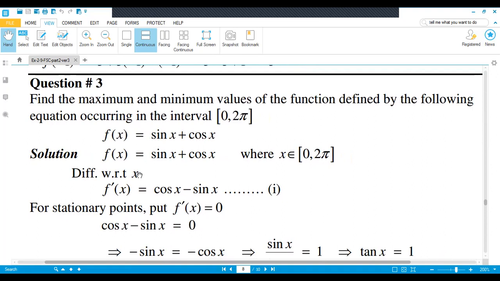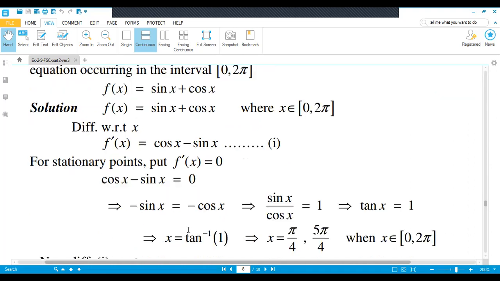You differentiate with respect to x, f prime of x. You know that the derivative of sine is cos x, and the derivative of cos is minus sin x. This is the first equation. For the stationary point, just like the previous question, we put the first derivative equal to 0. So cos x minus sin x is equal to 0. Minus sin x shifted to the other side will be positive.